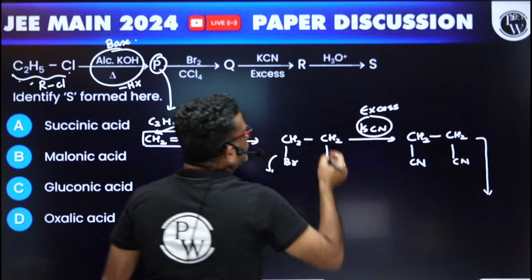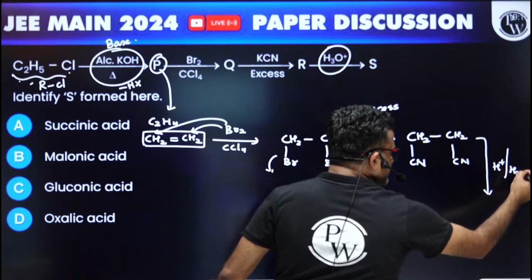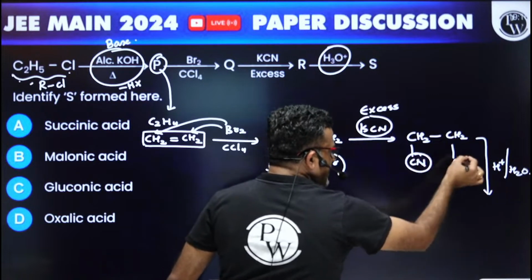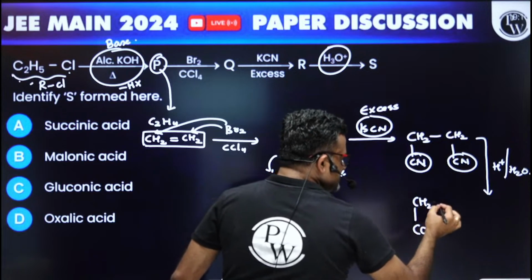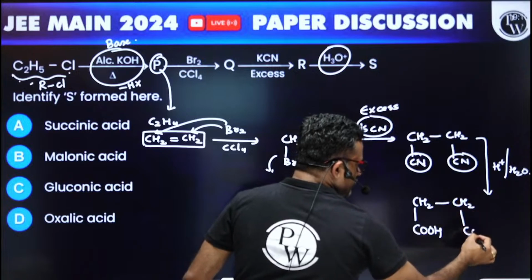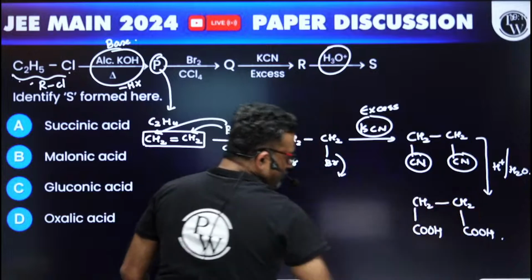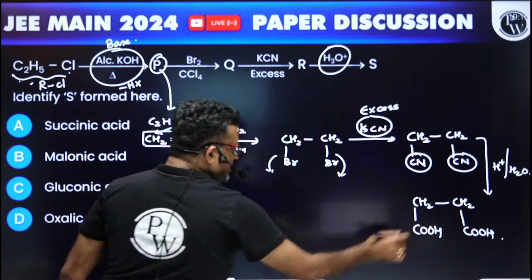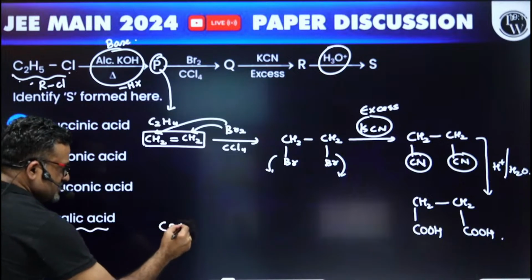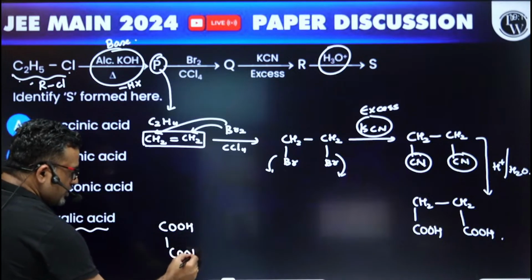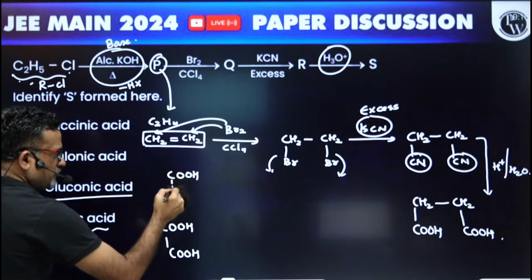This is subjected to acid hydrolysis. Acid hydrolysis of cyanide would give you what? Carboxylic acid. So this is butane-1,4-dioic acid. Yes or no? So this is nothing but what? What is oxalic acid? COOH, COOH. Gluconic acid is the glucose at the top of which there is COOH.